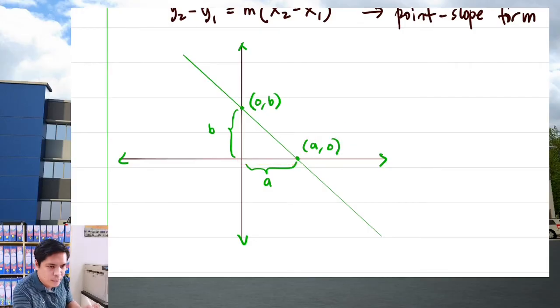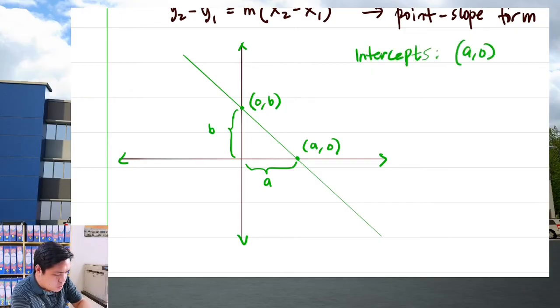So, we have this. Okay? Now, these points, (a, 0) and (0, b), are called the intercepts. That's (a, 0) and (0, b).